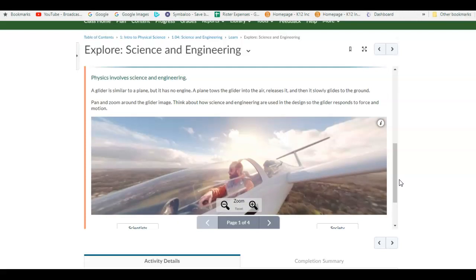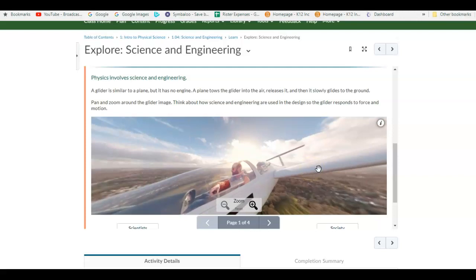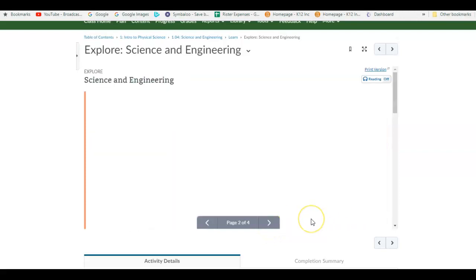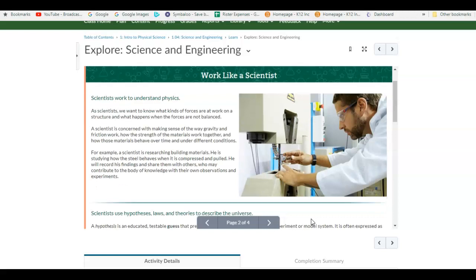So a glider is similar to a plane, but it has no engine. A plane tows the glider into the air, releases it, and then it slowly glides back to the ground. Pan and zoom around the glider image. Think about how science and engineering are used in the designs so that the glider responds to force and motion. So this seems kind of scary to me. No engine and flying through the air. All right, so scientists work to understand physics. So we've answered questions 1, 2, and 3 so far.